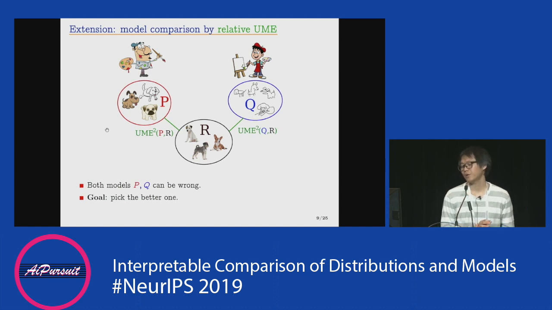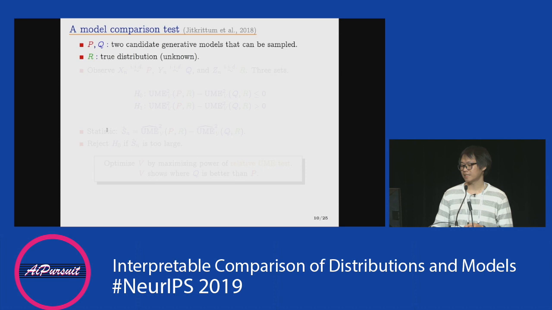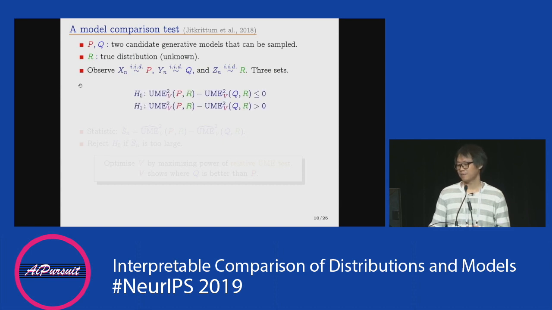So we observe three sets. It's two sets of samples drawn from the two candidate models, and one set of the real observations. And we want to test the following hypotheses. The null hypothesis says that P is closer to R as measured by the UME than Q is to R. So if P is closer, that means P is better according to the UME. And the alternative hypothesis says otherwise. It says Q is better.